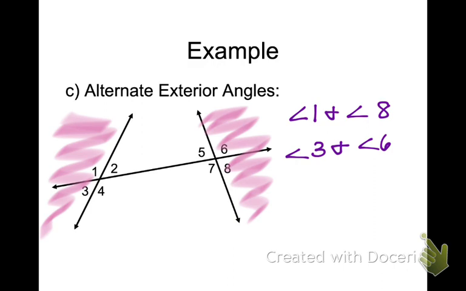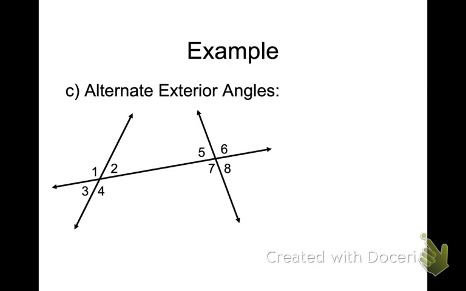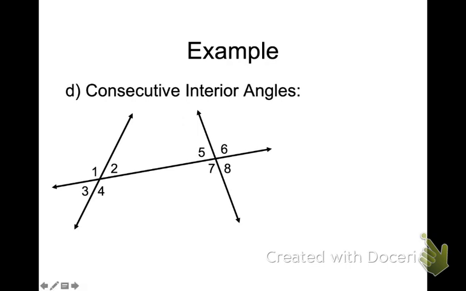And then the last one, consecutive interior, which is just the same as same side interior. 2 and 5, 4. Good. So angle 2 and angle 5, angle 4 and angle 7. Nice. Any questions?